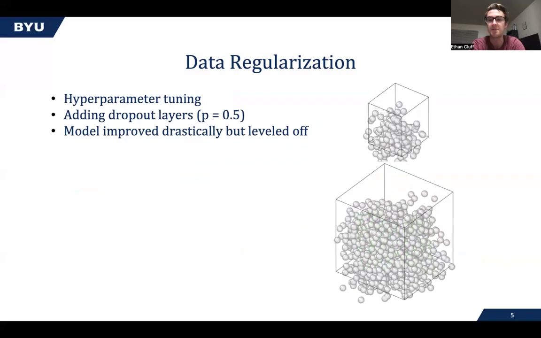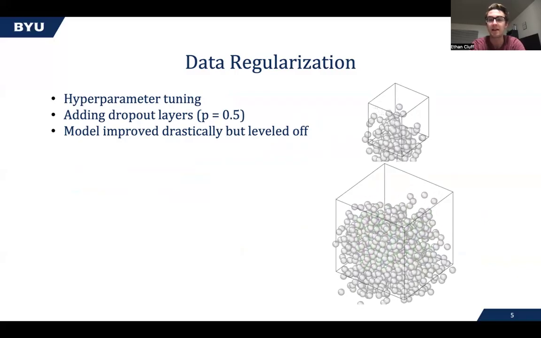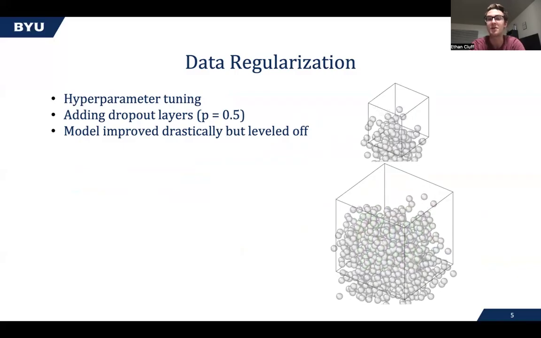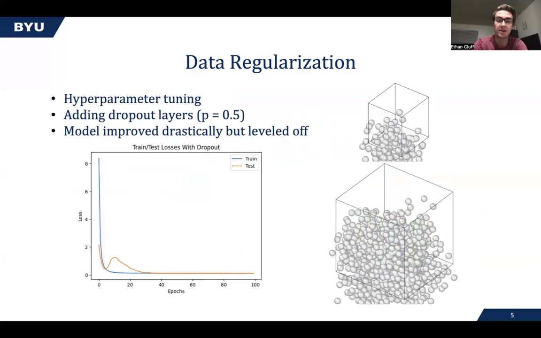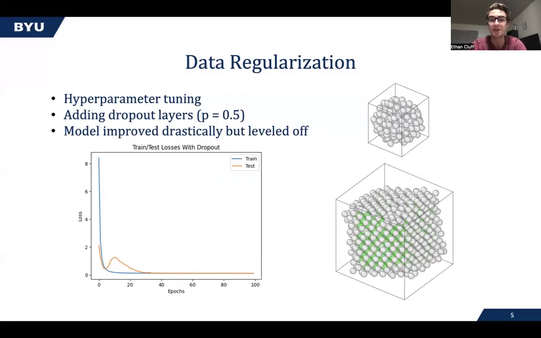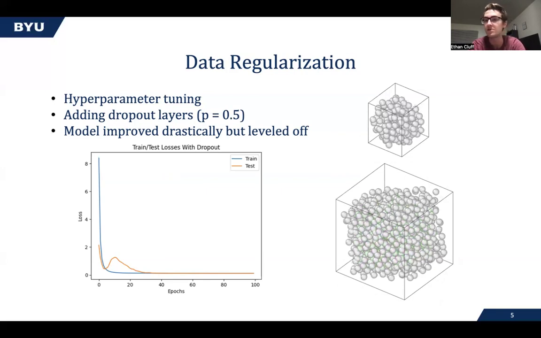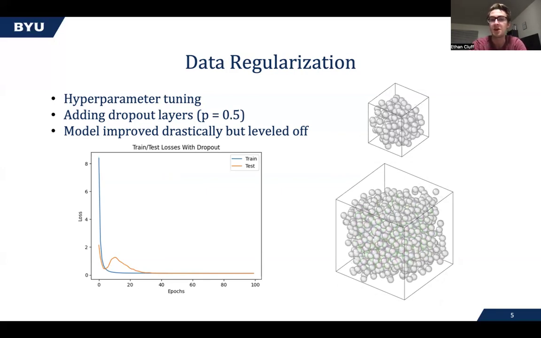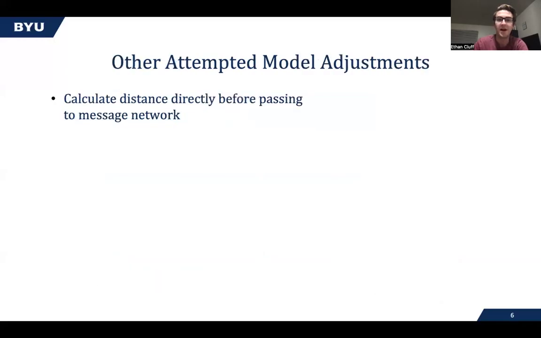It looks like the metal might be melting a little bit, but at least atoms aren't flying all over the place. And as you can see from the training and testing data here, it's no longer overfitting. And in fact, the loss is getting quite low, but the loss does level off at about 0.1 using MSE loss. So that's not optimal. And so I made a few more attempts to adjust that model to account for those things.